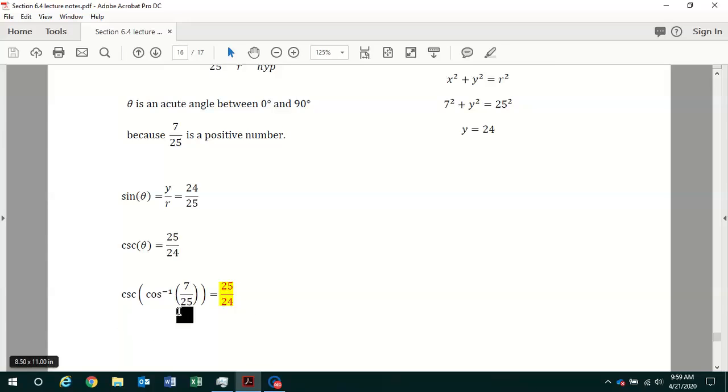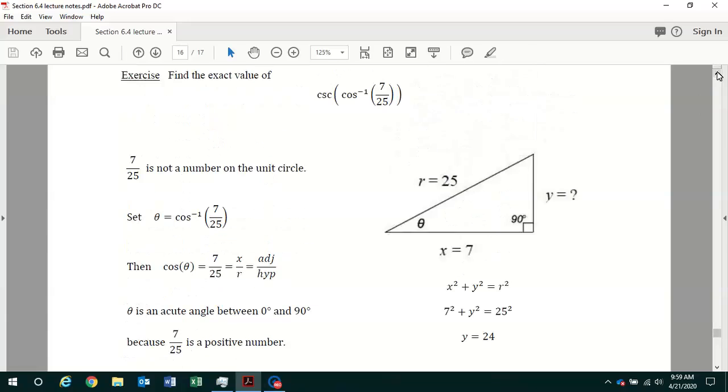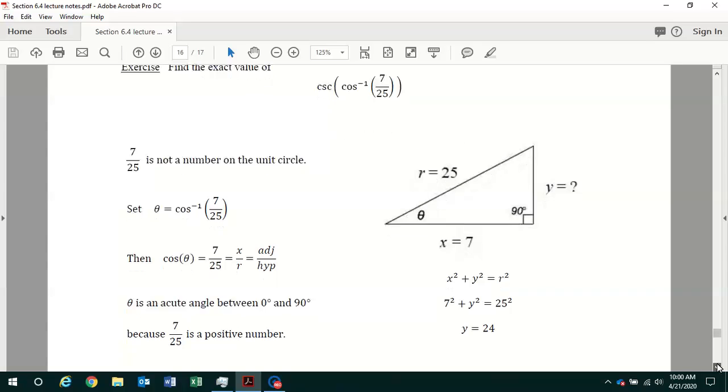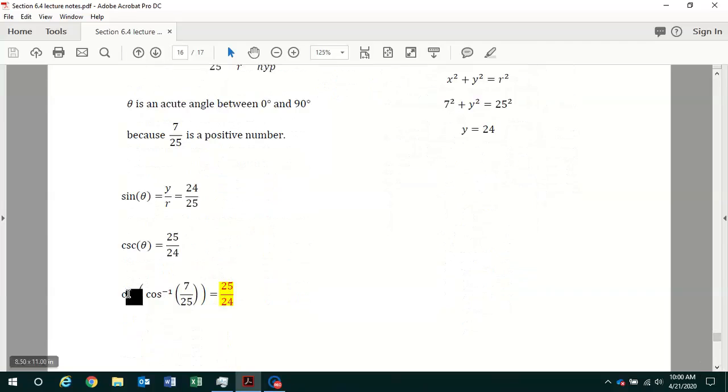Well, the cosecant of the inverse cosine of 7/25 is what we were asked to find up here at the beginning of the problem. That's what we were asked to find, and now we've done that. So the cosecant of the inverse cosine of 7/25 is equal to 25/24. This is the answer to this problem.